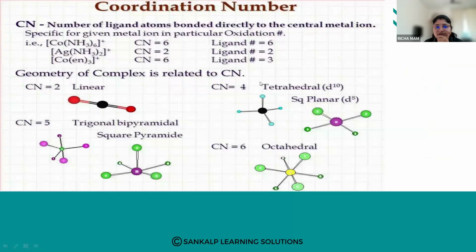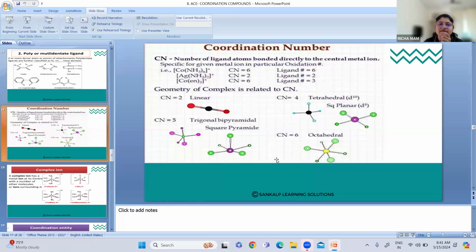So we have discussed the types of ligands: polydentate ligands, chelating ligands, amphidentate ligands. Then we discussed coordination number and the geometry of the coordination compounds. Fine. So by this, we shall end the session here.